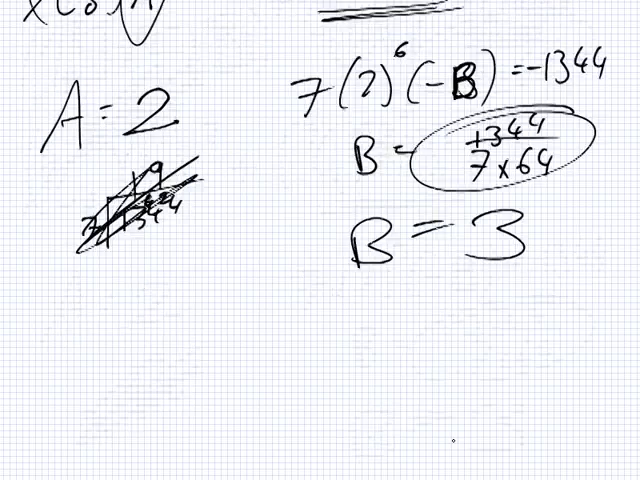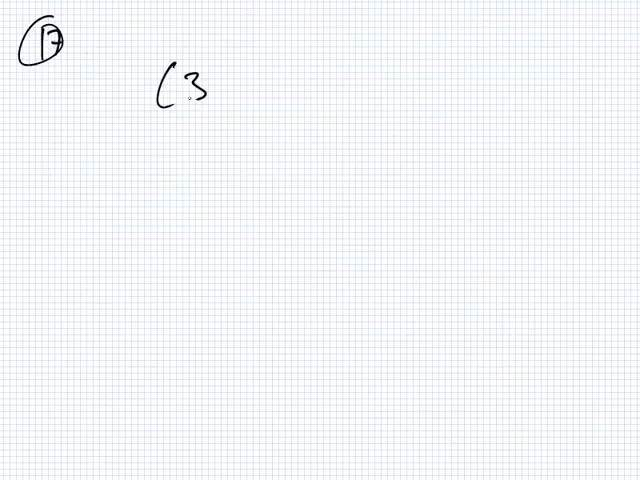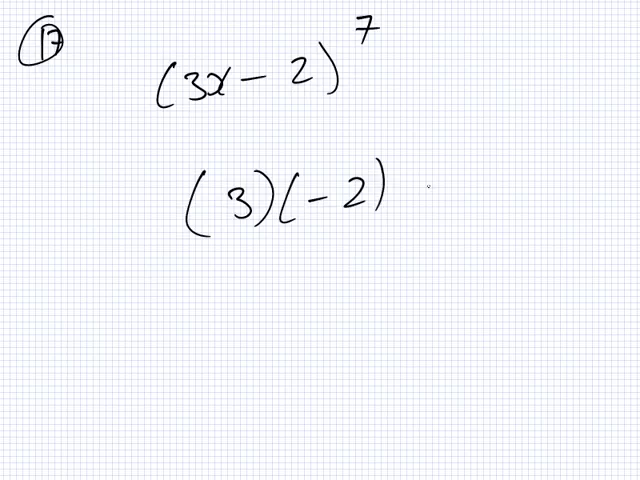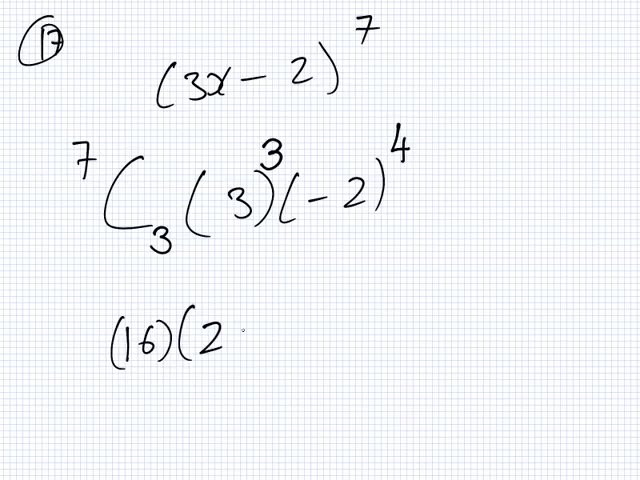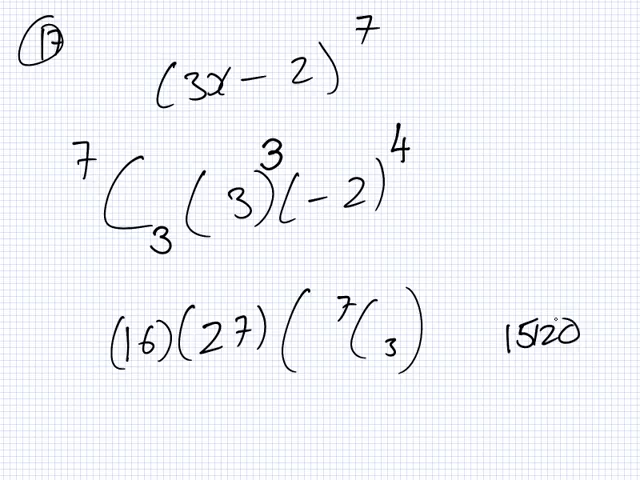Okay, 17 now. What is the x cubed coefficient here? So for the x cubed coefficient, we have a 3, a minus 2, a 7C, and this one needs to be a 3, so this one has to be a 4, and this one's a 3. 2, 4, 8, 16 times 27 times whatever 7C3 is the answer. So what is this now? Anyone got it? 15120. Okay. Thank you.